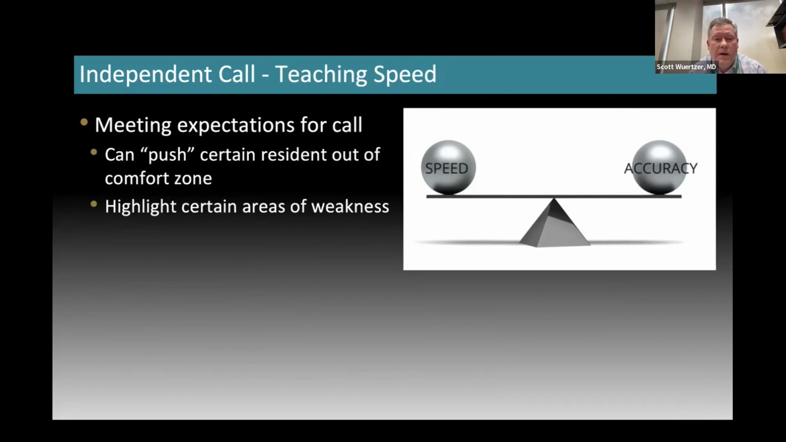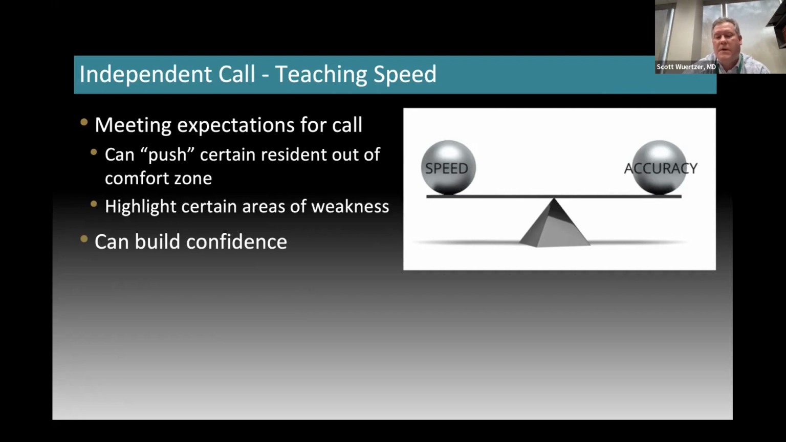Now, this first bullet here is kind of another sort of controversial thing. How much do you push the resident? Finding that sweet spot of what they can do versus pushing them too much. Again, that can be a whole other conversation, but I think you can help push them a little bit with speed. You can certainly highlight areas that need improvement, whether it be speed or accuracy with an independent call system. And as they move through these different systems, so we have kind of a tiered system, which I'll talk about in the last couple minutes, that allows them to build confidence.